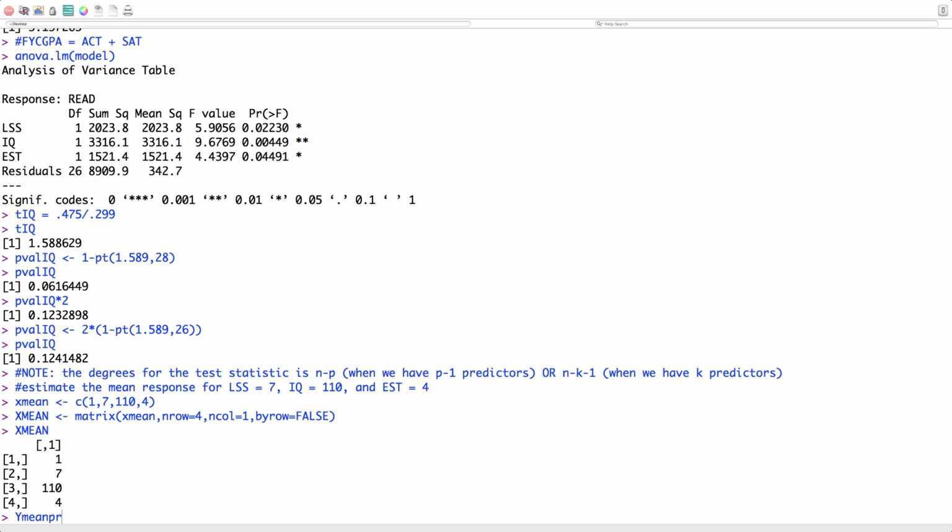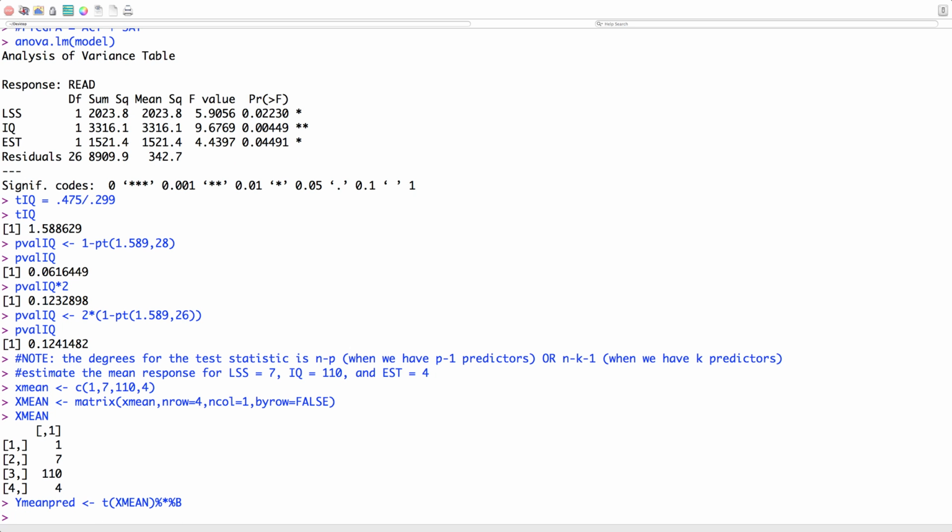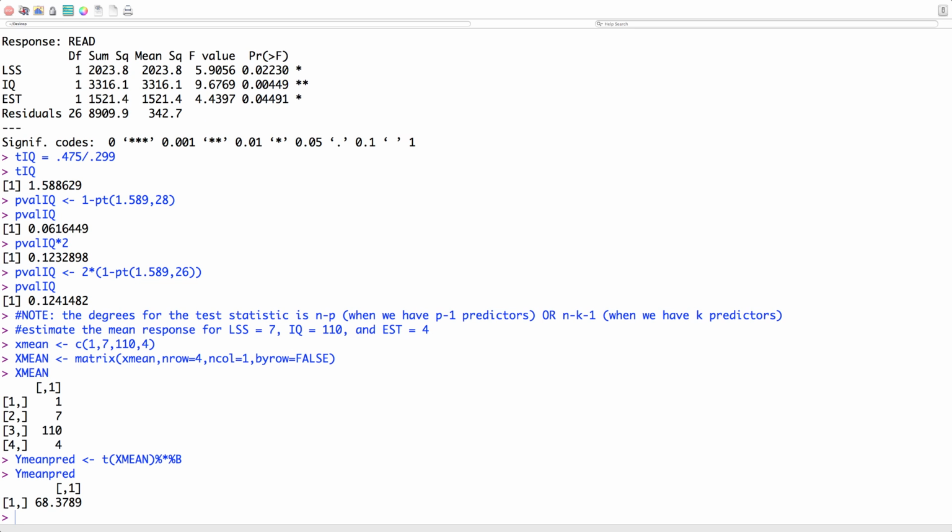So our y mean predicted is going to be the transpose of x mean times our beta. So y mean predicted is going to be 68.3789. Now, this is going to be the same thing if we had done it the other way, and that's simply put 7, 110, and 4 in our model and come up with the predicted mean.